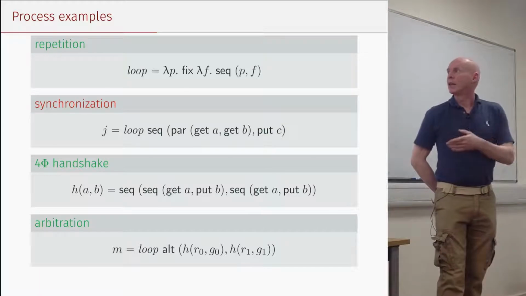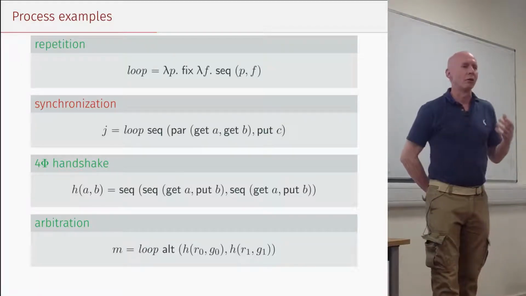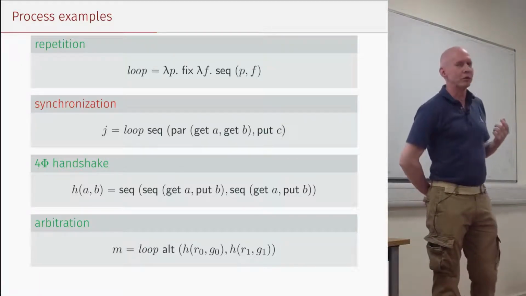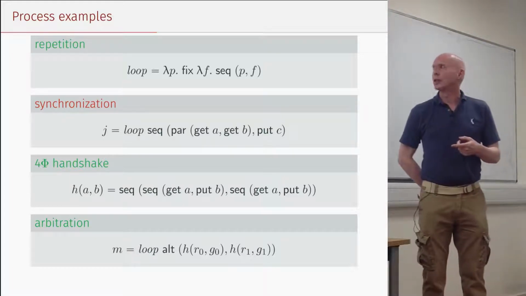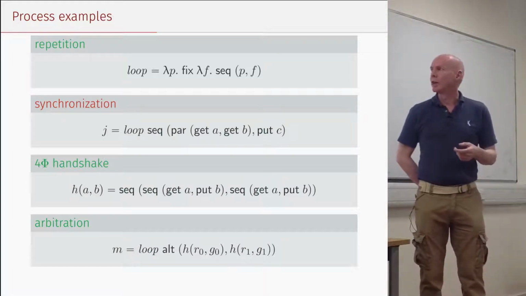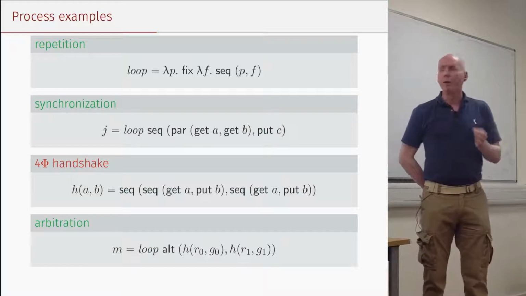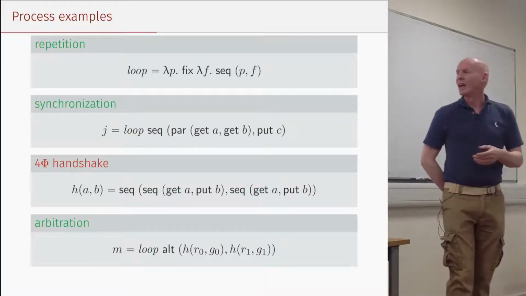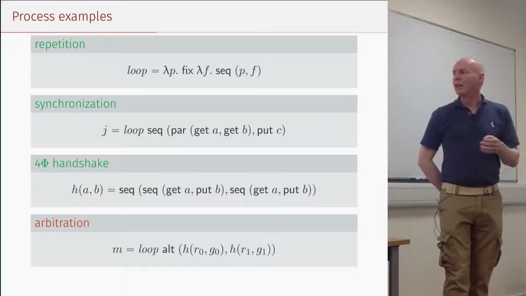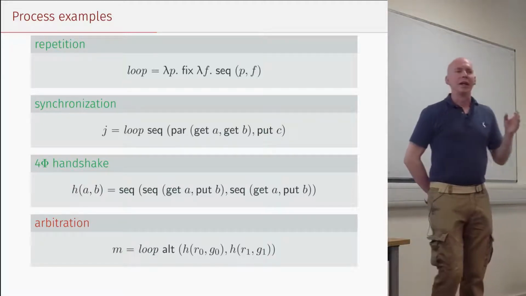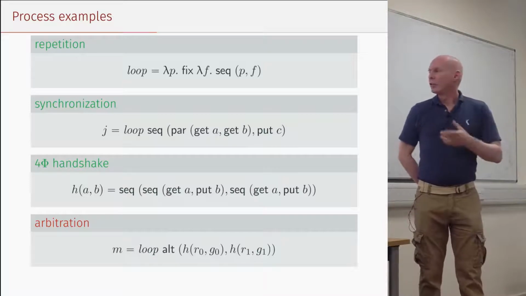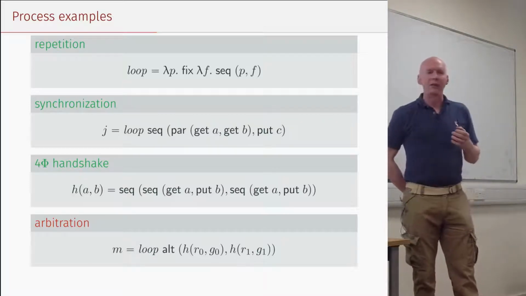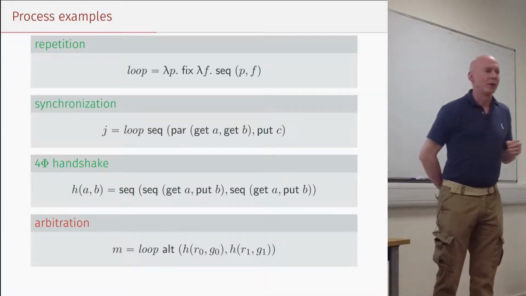We can use that in the next example of a specification for a process that waits for two concurrent inputs A and B and then transmits C and repeats that operation forever. Another example, a 4-phase handshake. Receive an input A, transmit B, do the same thing again, and we already have everything we need to specify an arbiter. That is, alternately engage in one of two possible 4-phase handshakes and repeat that operation forever.